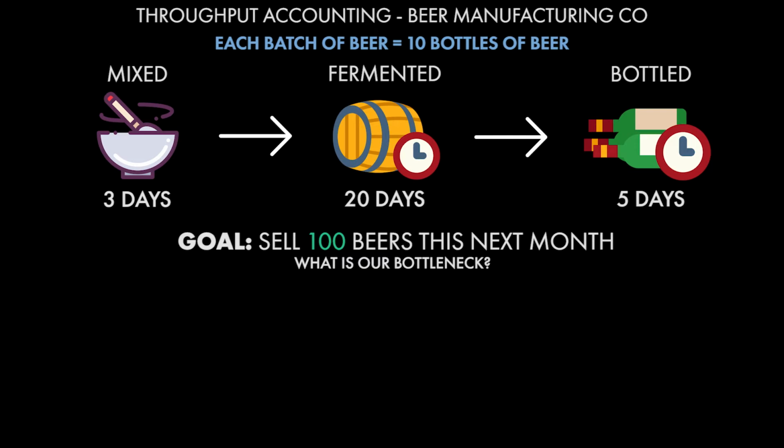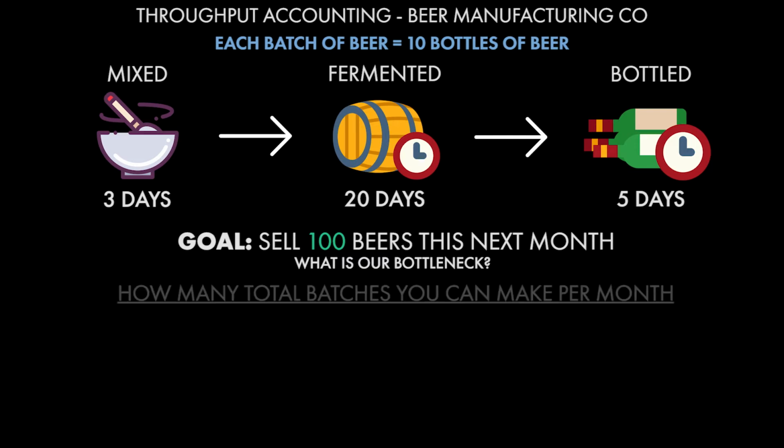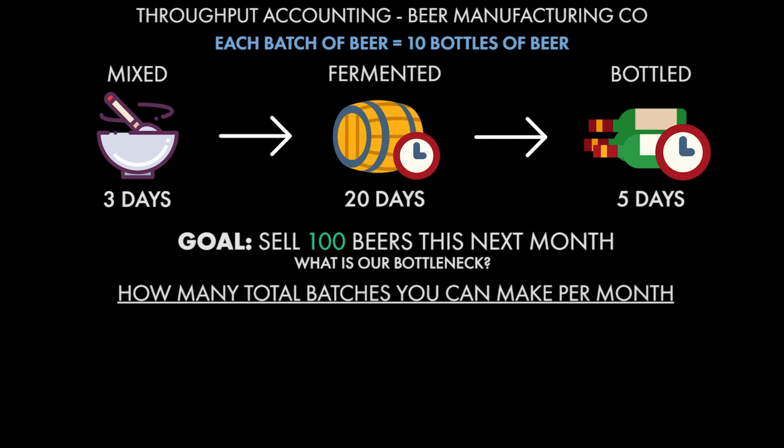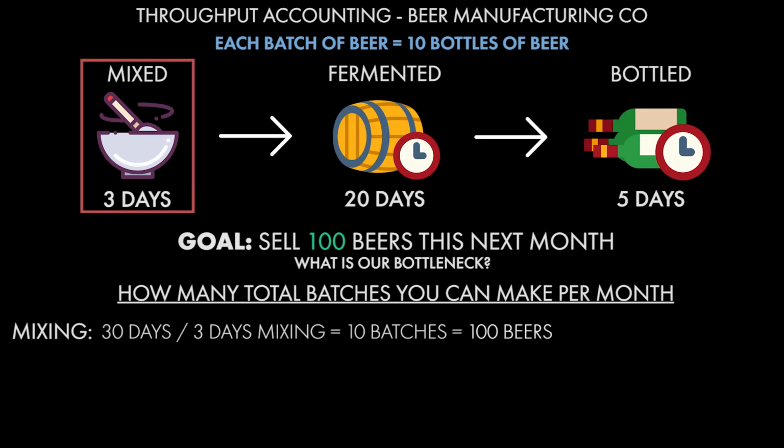The first step in throughput accounting math is finding out how many total batches you can make in each of the processes. So for example, let's look at mixing first. As we said, mixing takes 3 days. Now we have 30 days in a traditional month, and so we can make a total of 10 batches. That's just 30 days divided by the 3 days of mixing, 10 total batches. And we said earlier that there's 10 beers per batch. So that means a total of 100 beers, hitting exactly our goal. So if we know that mixing will allow us to meet our goal, that doesn't seem to be the bottleneck.